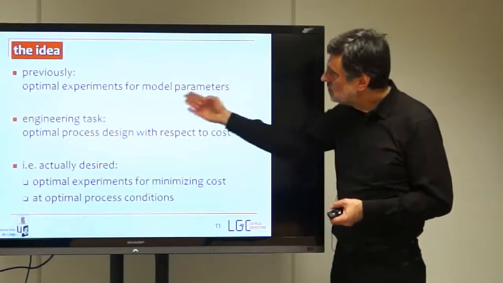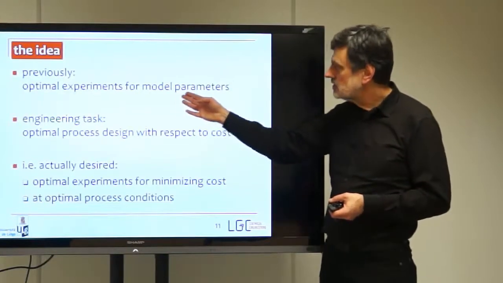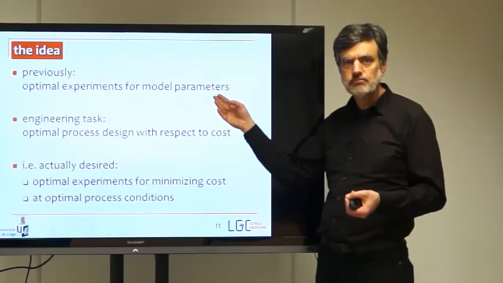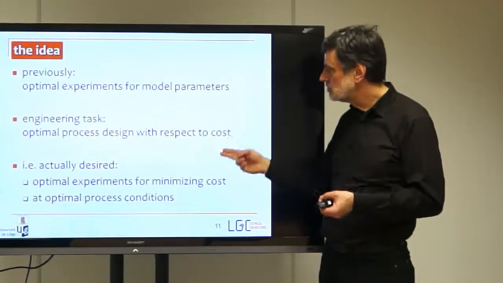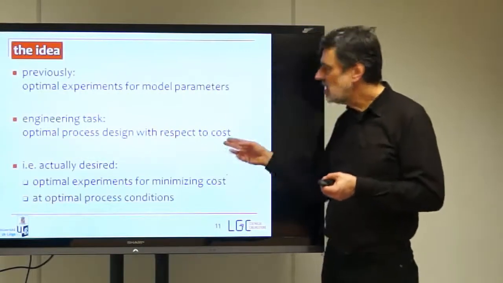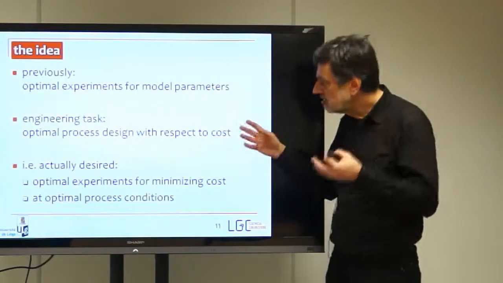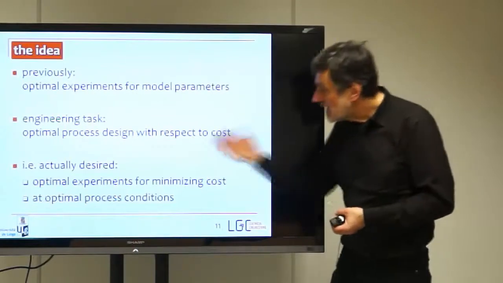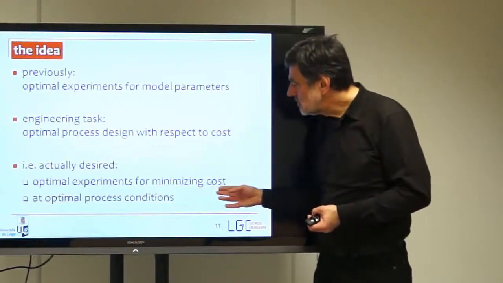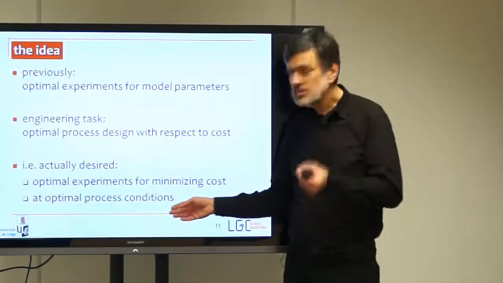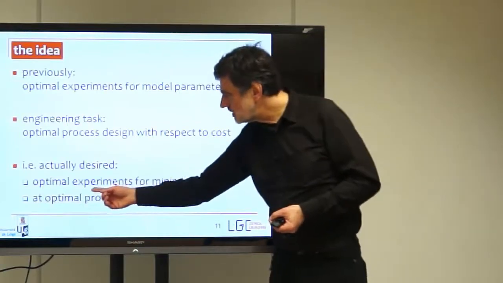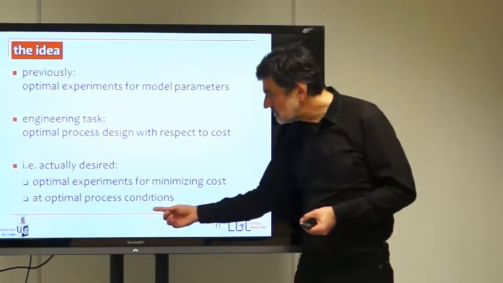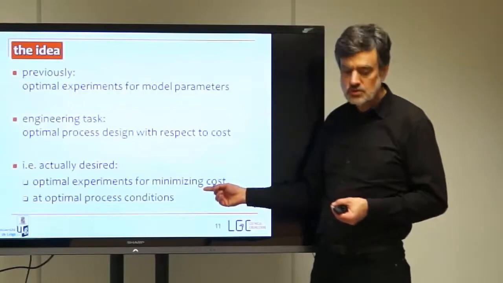So what we have done so far is find optimal experiments to determine the model parameters. But who actually is interested in model parameters? An engineer is looking for costs. So you want to perform your optimal process design and you want to optimize with respect to cost. So you have somehow to introduce the cost into this scheme. What is actually desired is the optimal experiments for minimizing the costs at optimal process conditions. And there you have your optimal experimental conditions to determine the optimal process conditions, meaning with respect to the cost that you generate.